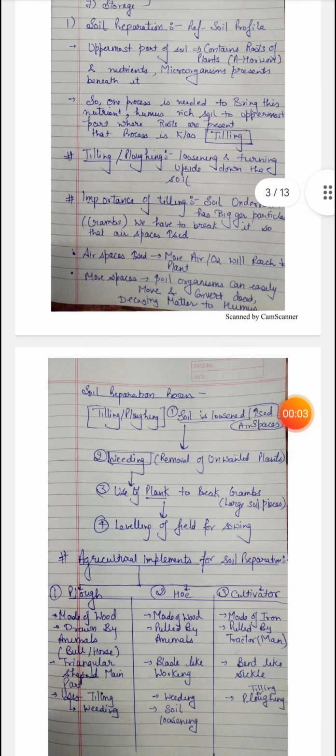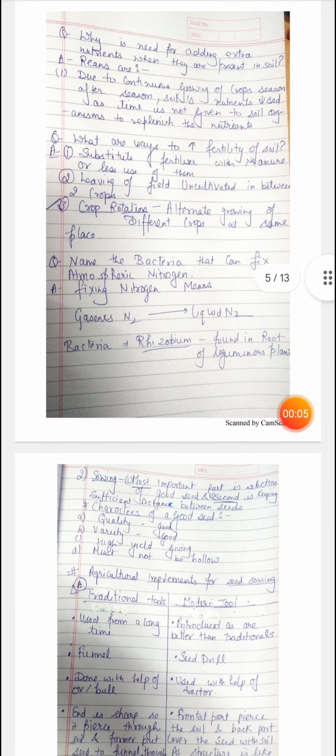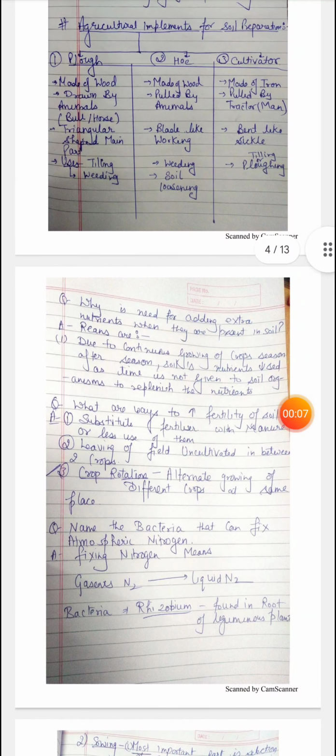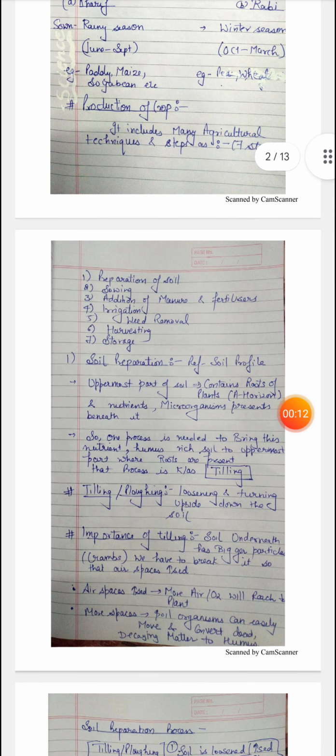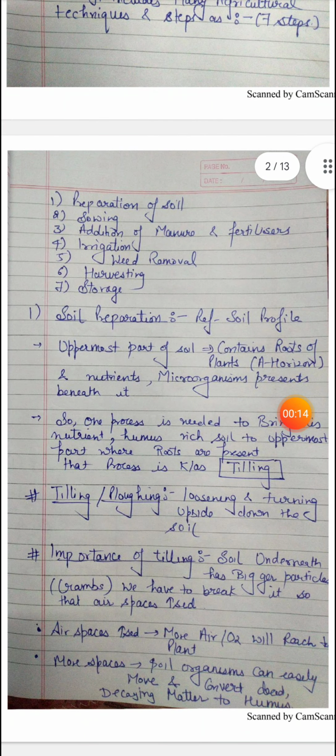So till sowing we have completed. Okay, so in crop production we have 7 steps, and you will learn all seven. First, preparation, which we have completed. Then sowing, then manure addition, and then irrigation, weed removal, harvesting, and storage.